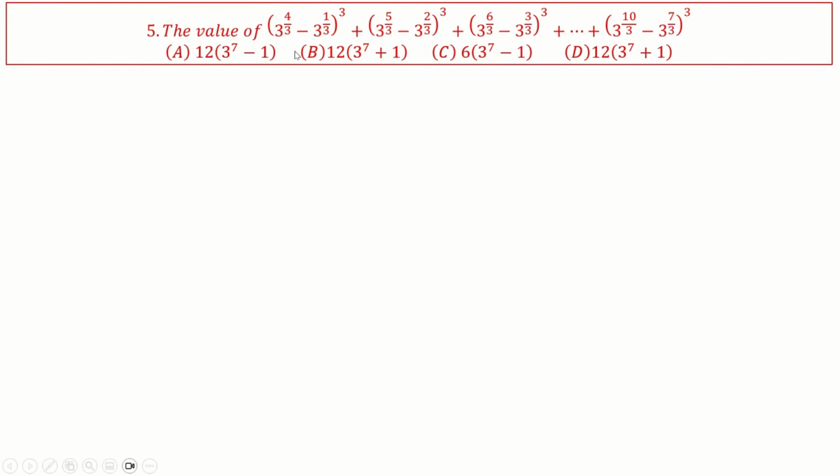Next. The value of 3 to the power of 4 by 3 minus 3 to the power of 1 by 3 whole cube, plus 3 to the power of 5 by 3 minus 3 to the power of 2 by 3 whole cube, up to 3 to the power of 10 by 3 minus 3 to the power of 7 by 3 whole cube. Okay.